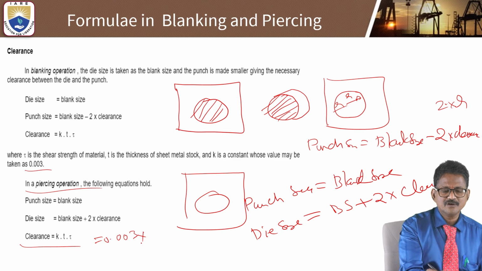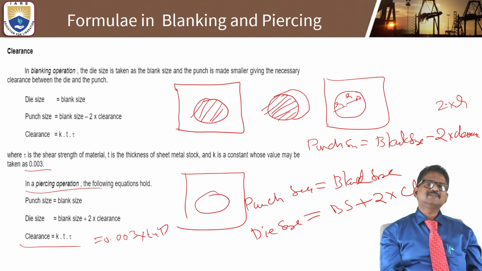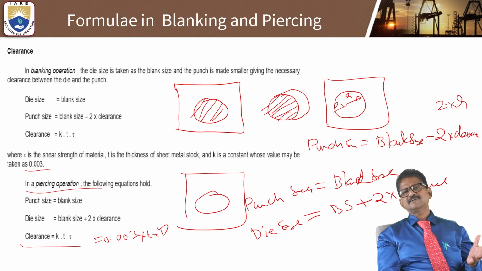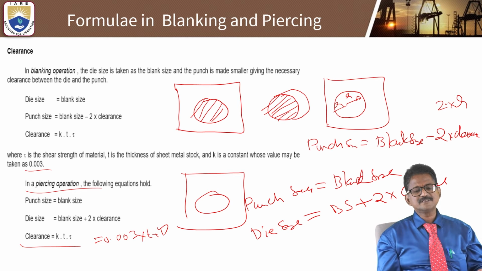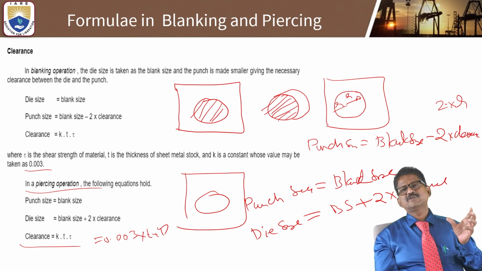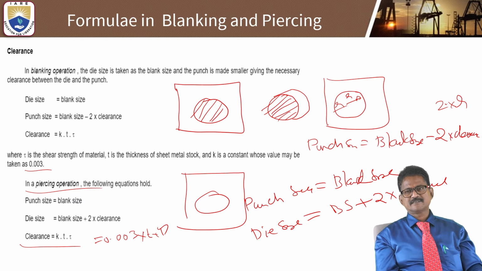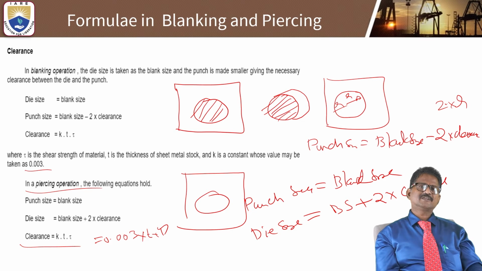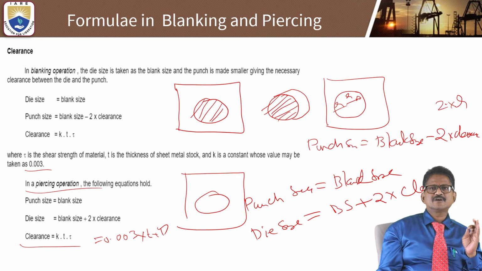Here t is the thickness of the material and tau is the shear strength. When you know the shear strength, you can easily determine the clearance, and this force, which we sometimes call the punching force or blanking force, can be easily determined. These are some important formulas to solve competitive examinations like GATE, IAS and other central and state government examinations.